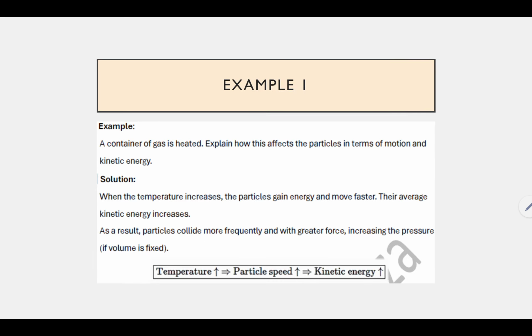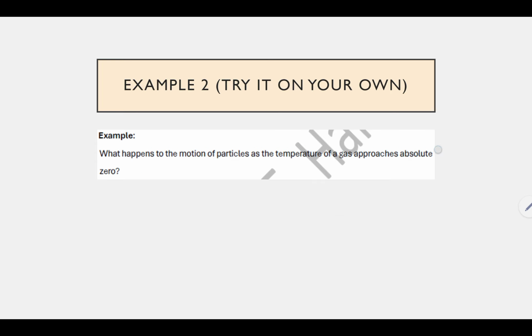Here's an example. A container of gas is heated. Explain how this affects particles in terms of motion and kinetic energy. As we said, when temperature increases, particles gain energy, move faster, kinetic energy increases, so they collide more frequently with greater force, increasing the pressure. So as temperature increases, particle speed increases, kinetic energy increases, and of course, pressure increases.